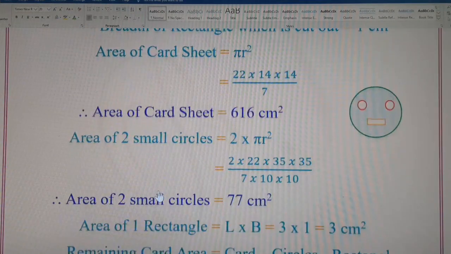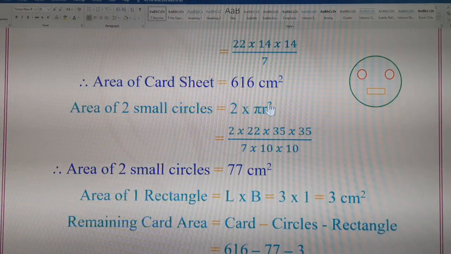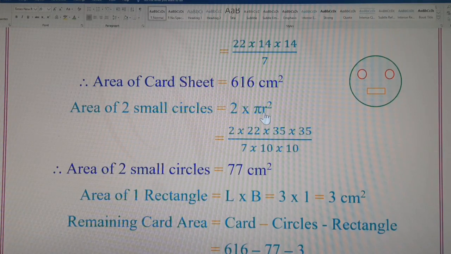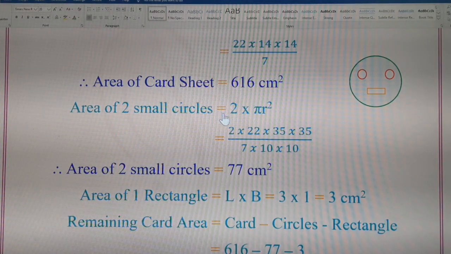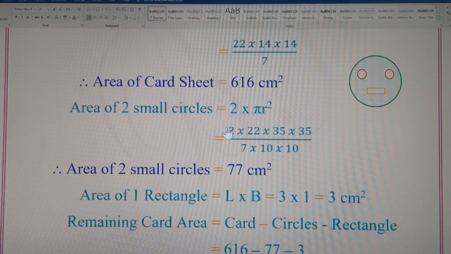So first we'll find out the area of the small circles. Area of two small circles means 2 multiplied by 1 circle. There are 2 circles, so we have to calculate the area of 2 circles. So 2 multiplied by pi r square we will calculate. Pi r square is the formula for area of 1 circle, but we have to calculate the area of 2 circles because 2 circles are cut out. So 2 multiplied by pi r square. 2 we copy as it is.